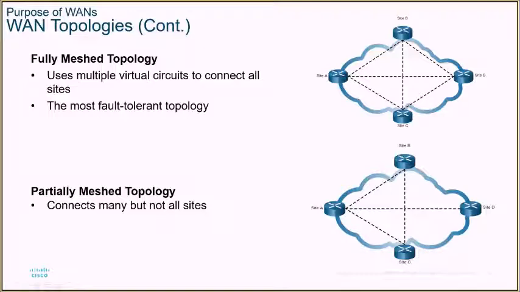And so partial mesh connects many but not all sites. Well, I'm not so sure about that description. It has redundant links, but every site does not directly connect to every other site. As you can see here, site D only has one link. I'm assuming site A must be the head office. Of course, if the link between site C and A fails, it can go via site B and you'll have some redundancy.